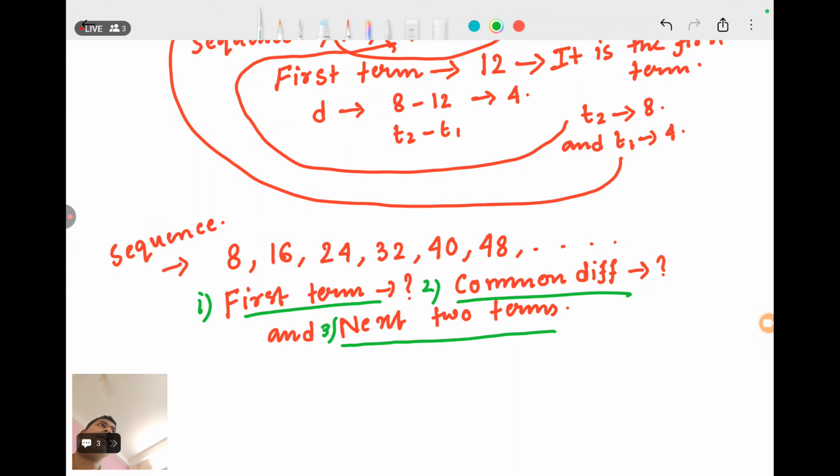Yes, hello, I can see you. Can you help me to find the first term, common difference and next two terms? It is a given sequence of arithmetic progression. Can you say something about arithmetic progression?